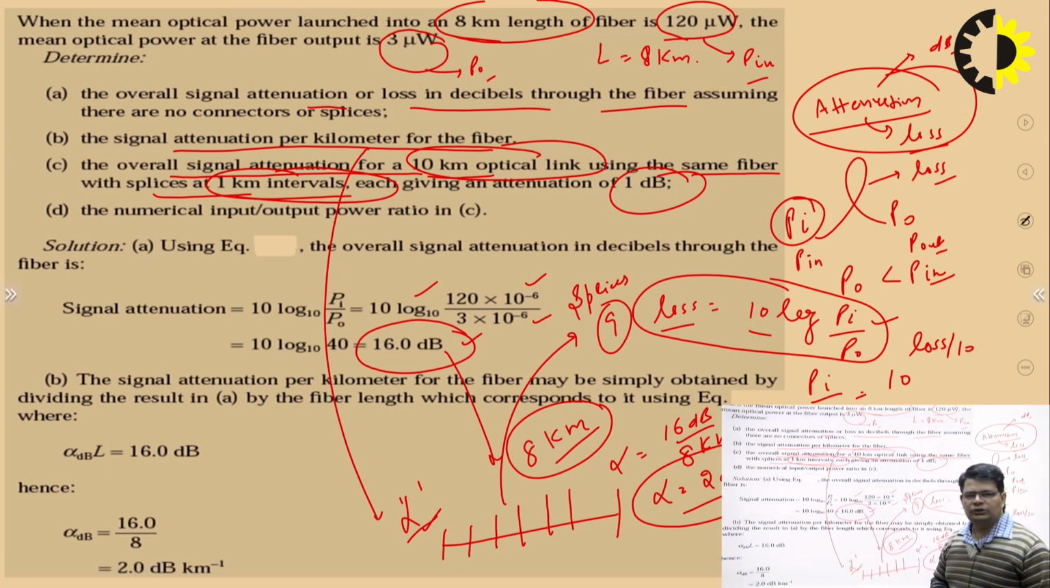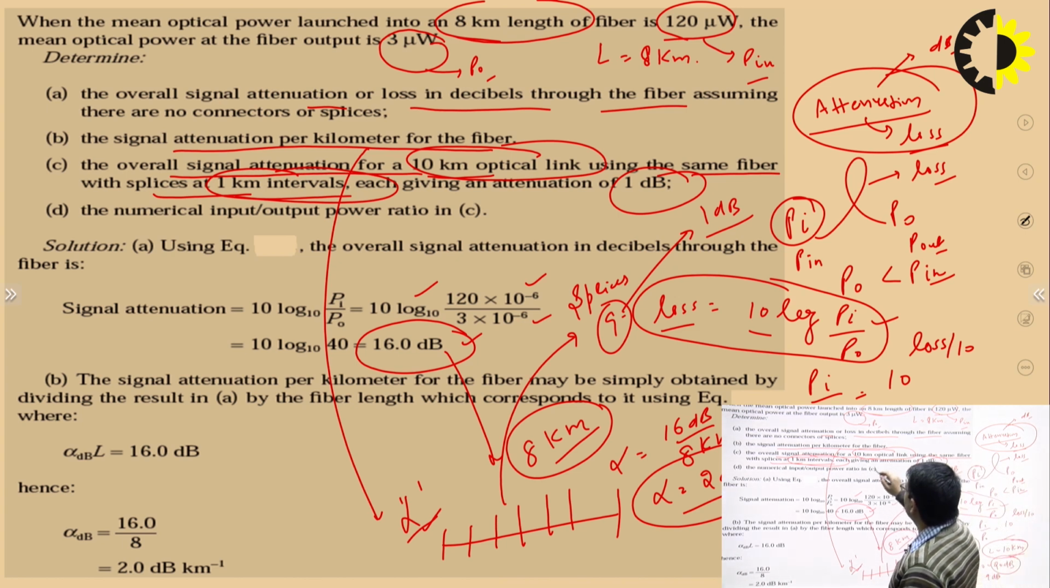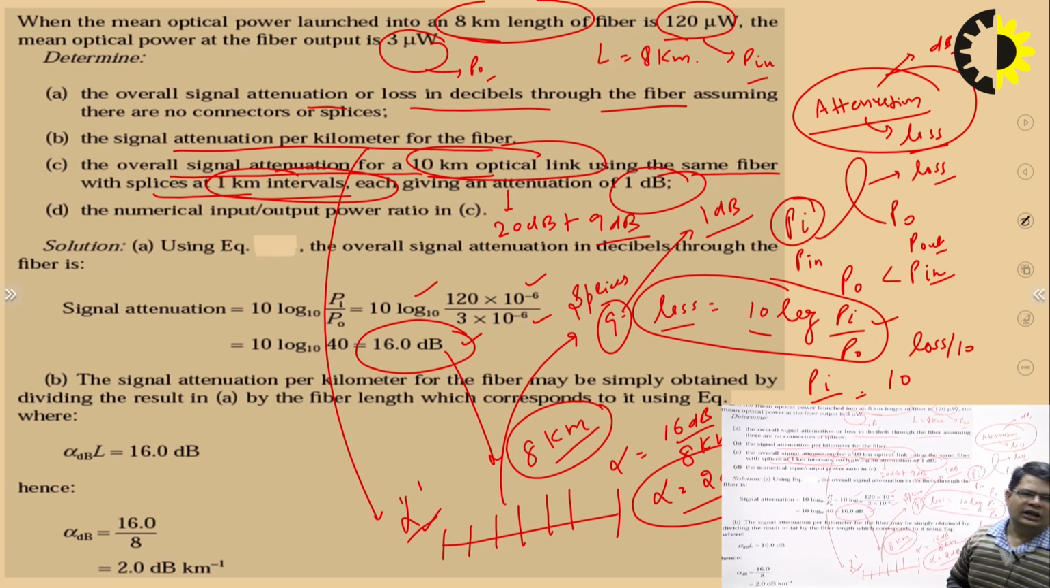So the number of splices required will be 9 and the loss corresponding to one splice is 1 dB. So the loss because of splices will be 9 dB. The overall loss in this part C will be 20 dB because of transmission distance and 9 dB because of splices present in the 10 kilometer distance at an interval of 1 kilometer each. So the total loss will be 29 dB.